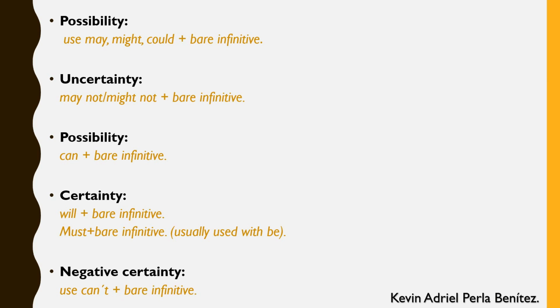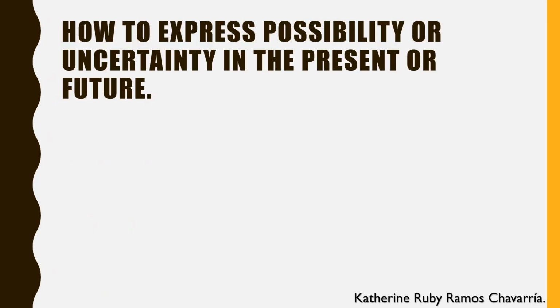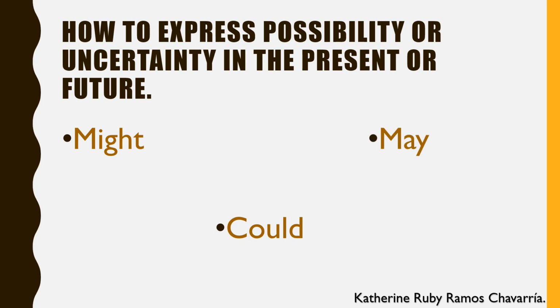Well, now that I've introduced the topic in a general way, let's see some examples. Hi, I'm going to teach you how to express possibility or uncertainty in the present or future. The structure of this is may, might, or could plus a verb infinitive. You can use might, could, or may to say that something is possible in the present or in the future.